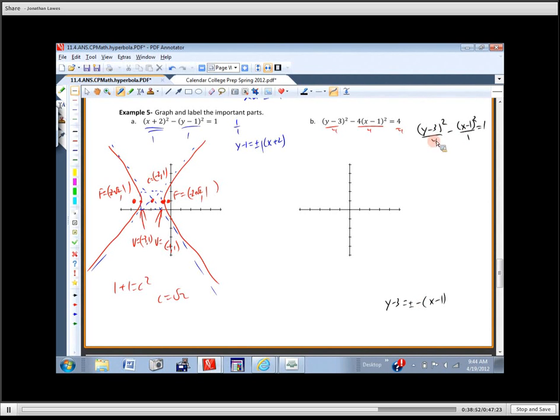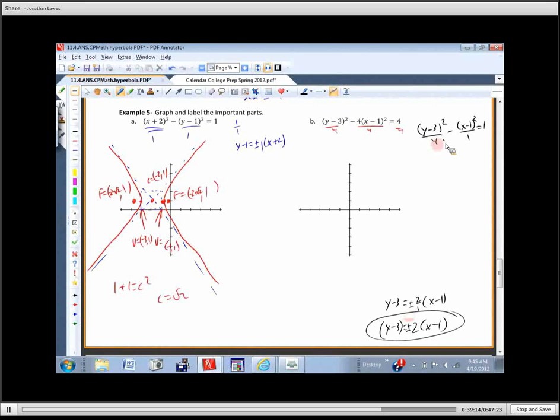Underneath the y. What's the square root? 2. Where do I find the run? The run is underneath the x. That's a 1. Okay? So this is y minus 3 equals plus or minus 2 times x minus 1. There's an equation for the asymptotes. That's both of them. Okay?